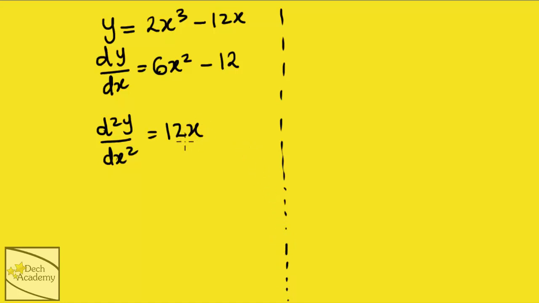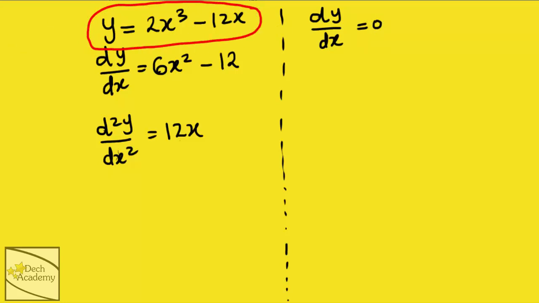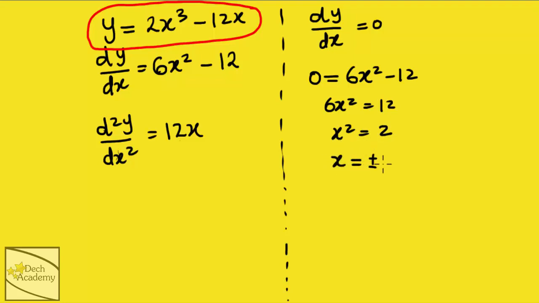So we need the x coordinate of the stationary point in order to determine the sign of the second derivative, the important sign anyway. You know that at the stationary point of any function, dy/dx is equal to 0. So for this function here, y equals 2x cubed minus 12x, when dy/dx is 0, 0 is equal to 6x squared minus 12, which means that 6x squared is equal to 12, x squared is equal to 2, so x is equal to plus or minus the square root of 2.